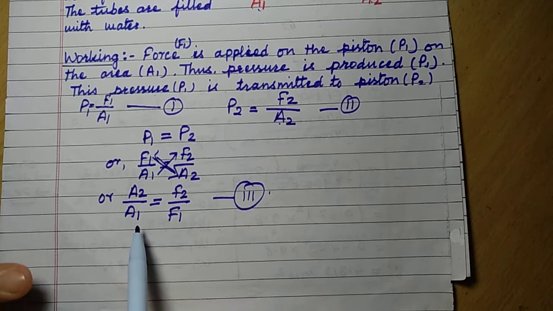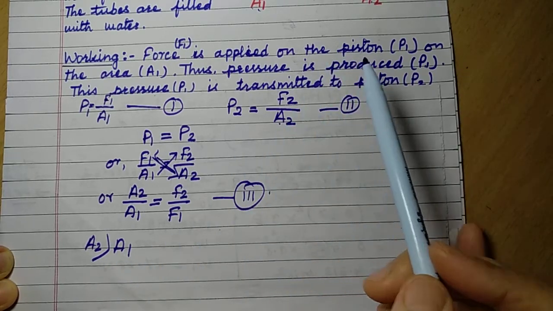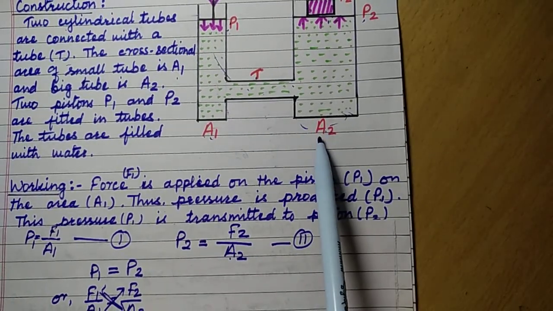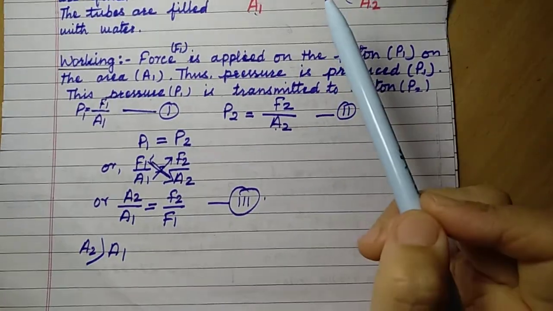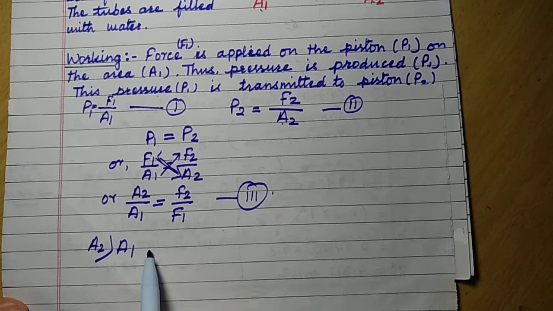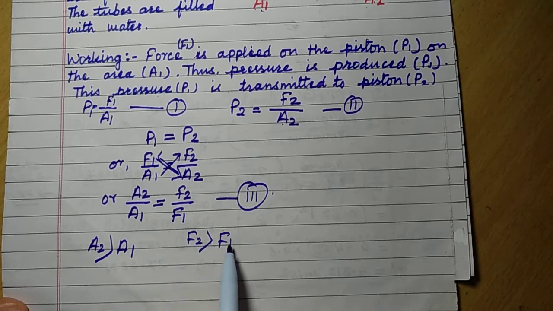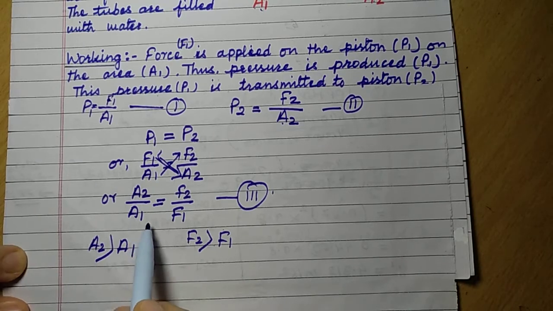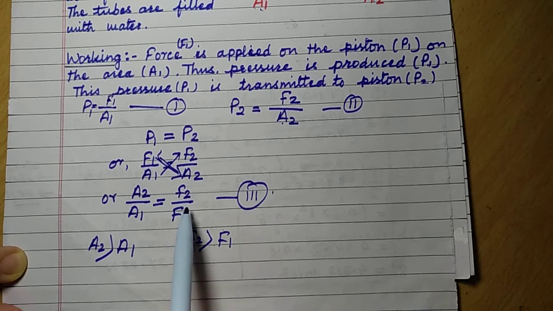So this means you see here A2 is bigger than A1, because we know it from construction. In making this one, it is said clearly A2 is bigger than A1. If A2 is bigger than A1, then F2 must be bigger than F1, because from this equation the ratio of A2 divided by A1 should be equal to the ratio of F2 divided by F1.